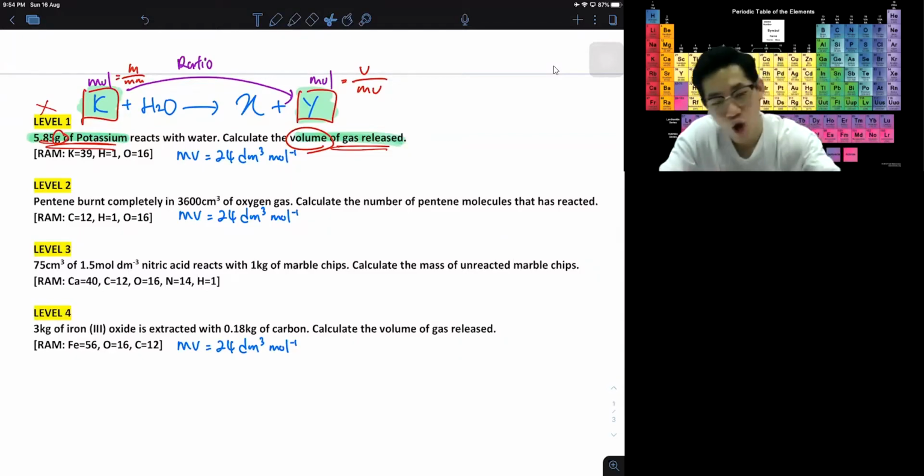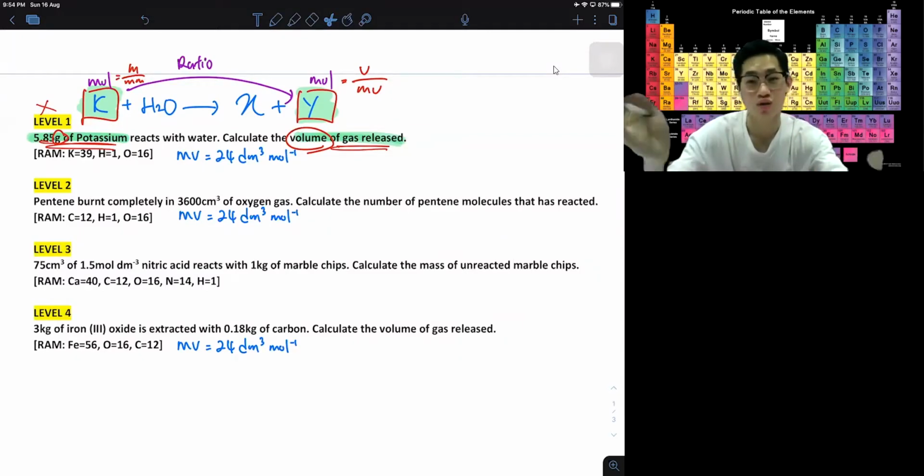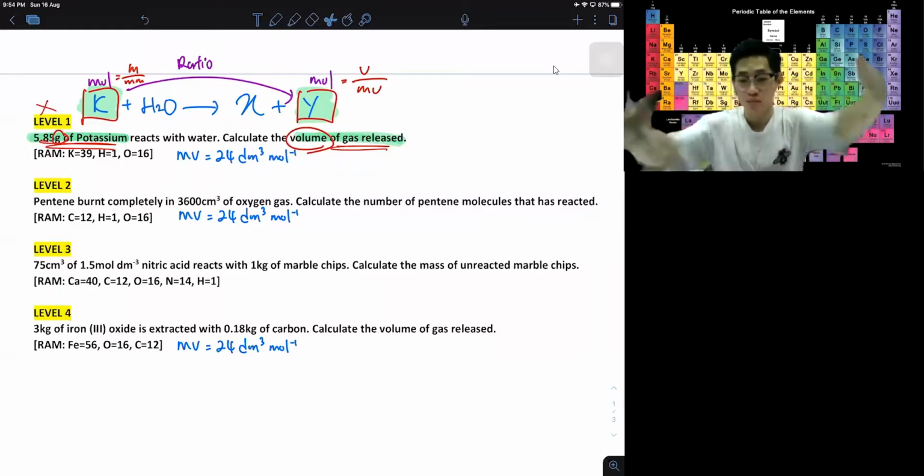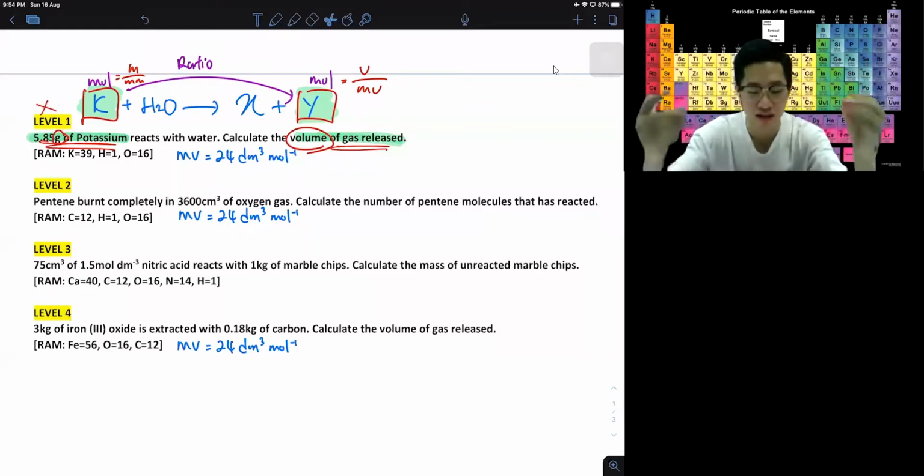You got 1 whole week to do it. You don't have to do it right now. You can do it tomorrow. One day you do 1 question also can. You want to discuss with your friend also can. Discuss with your friend and then come up with a solution, and then we see how good you are in doing the calculation here.